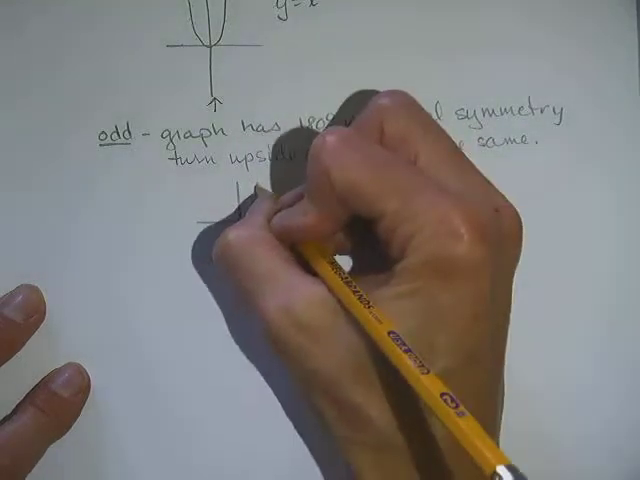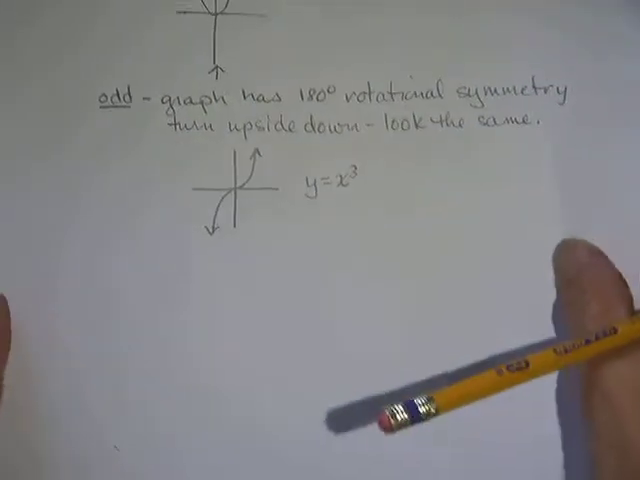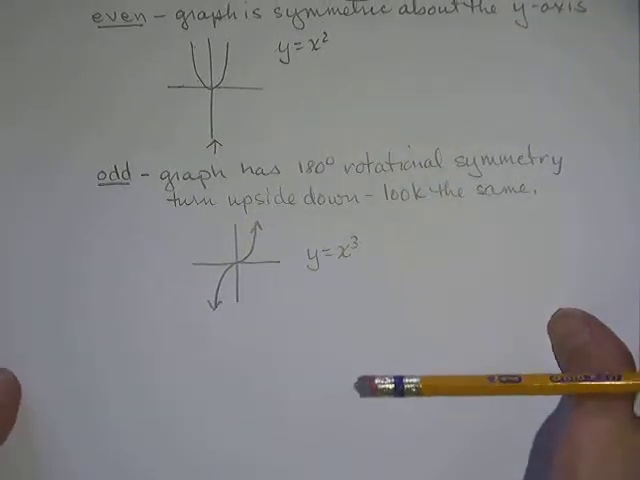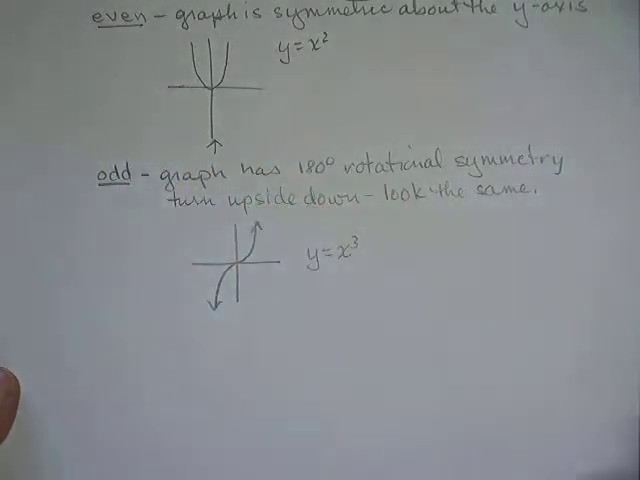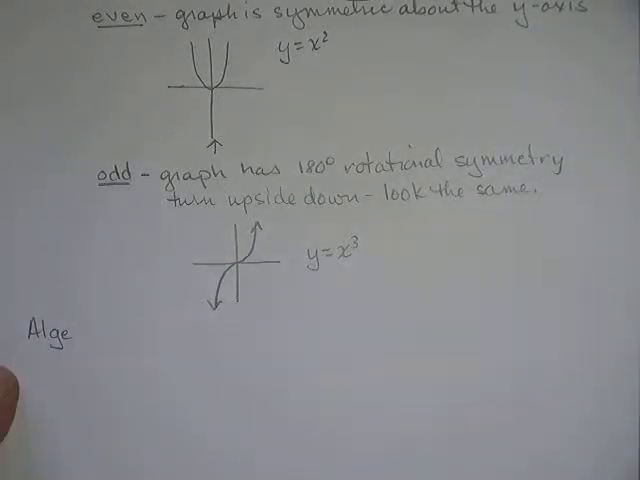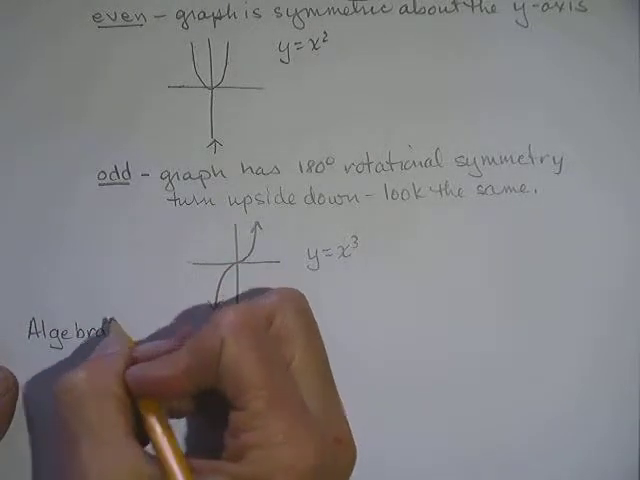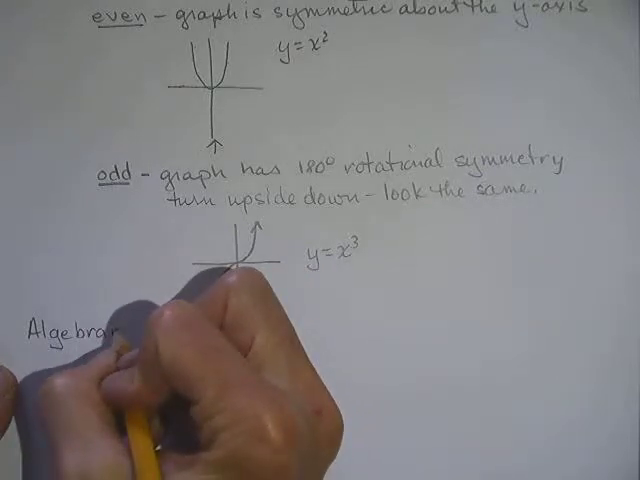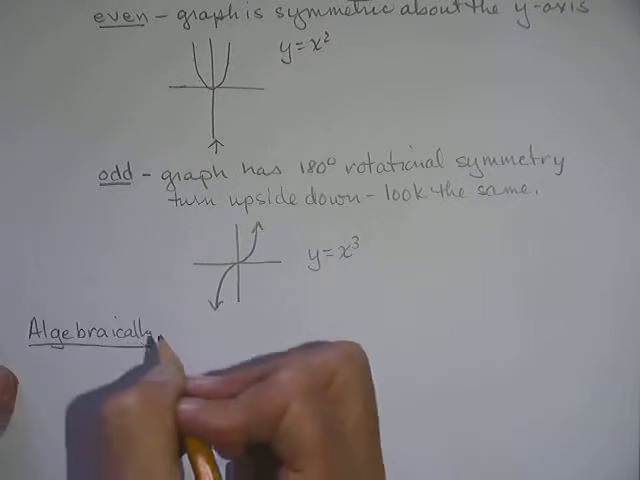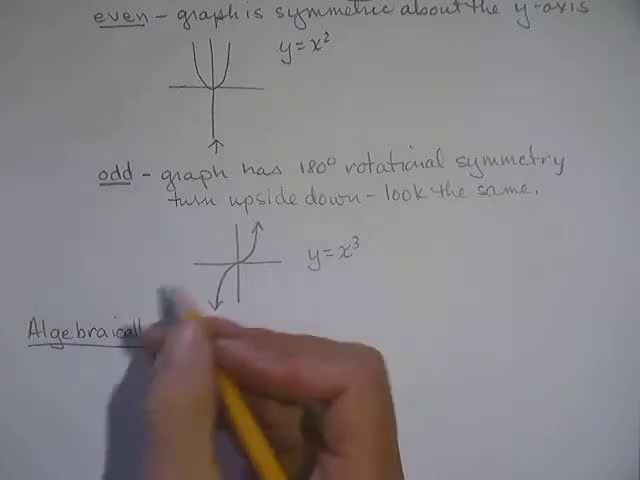A classic example of that is y equals x cubed. In y equals x cubed, you have a function that looks just like that. If I turn this function upside down, it still goes in the same direction. It looks exactly the same. And that means that it is an odd function. So if you just look at a graph, you can tell if it's odd or even. Neither, then obviously it doesn't follow either one of these two rules. Now, you can also prove that they are even or odd algebraically.